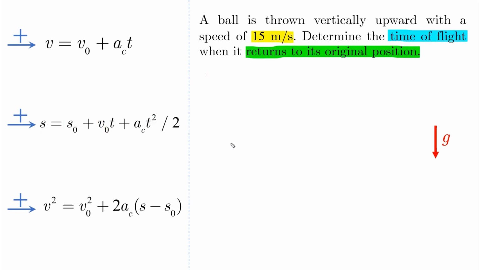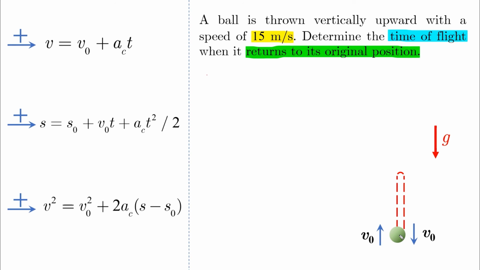Another way of solving this problem is by taking advantage of the problem symmetry. Physically, if you throw a ball up with the speed v naught, it returns to you at the same height with the same velocity. It's the simple law of conservation of energy that we'll see later in the course.